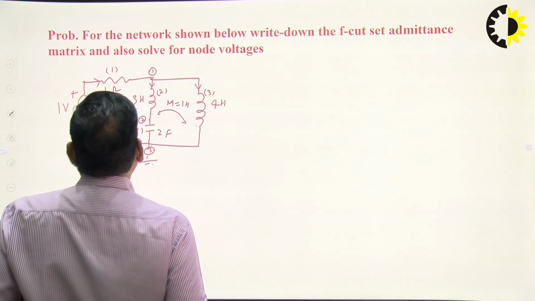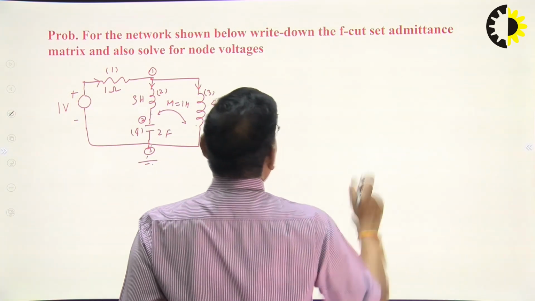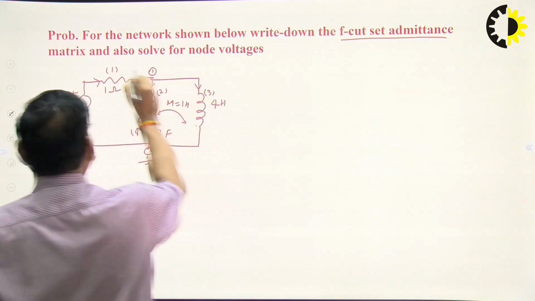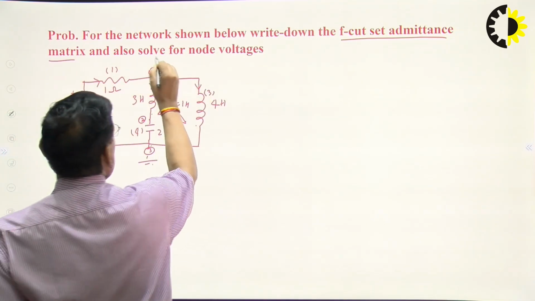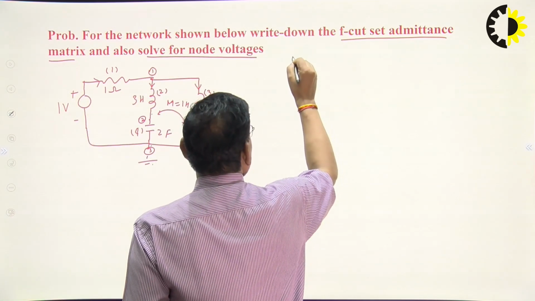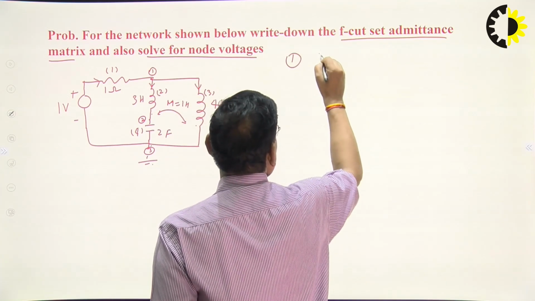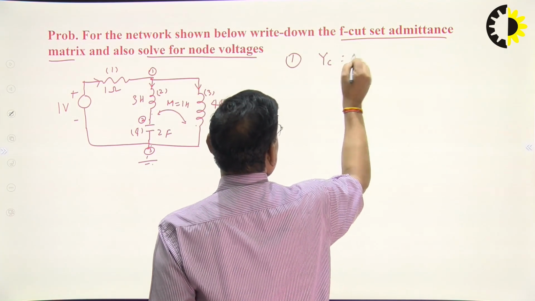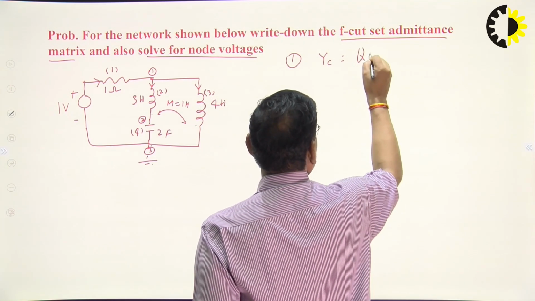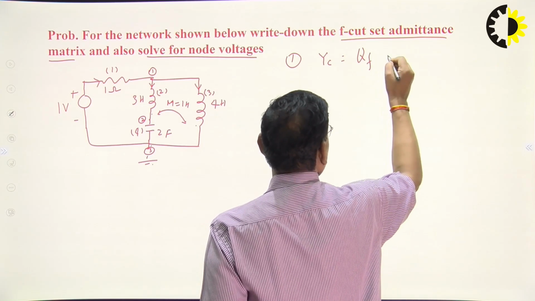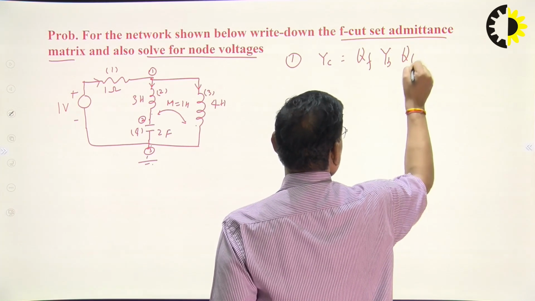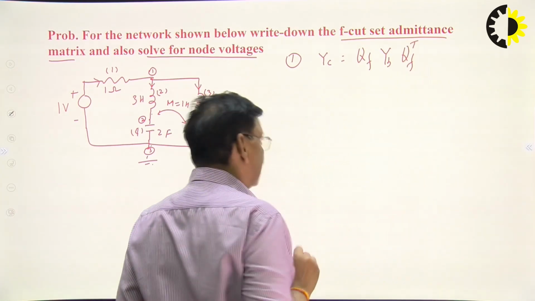What you have to do? Find the fundamental cut set admittance matrix and also solve for the node voltages. So, there are two problems. One is to find YC, which is the fundamental cut set admittance matrix, which is equal to QF, the fundamental cut set matrix, into YB into QF transpose. This is the one question that you have to answer.